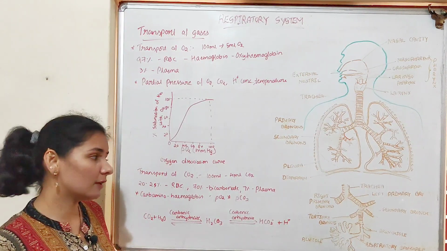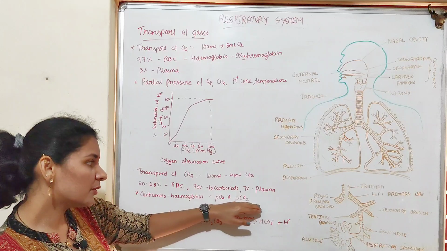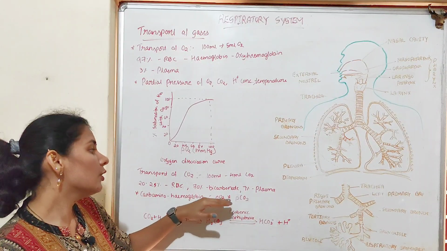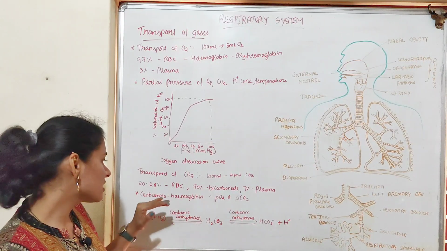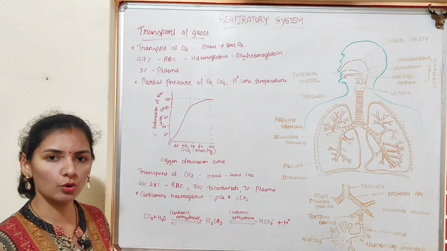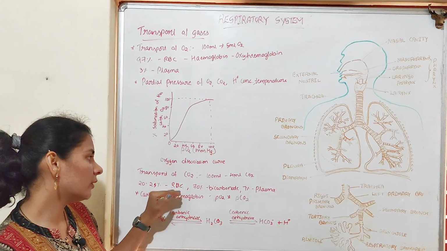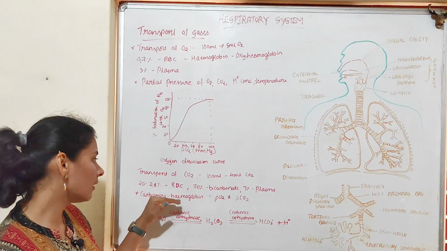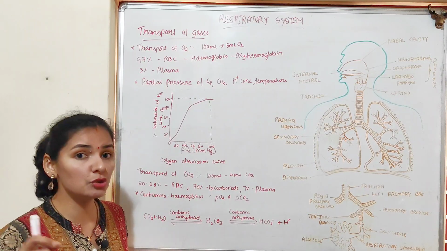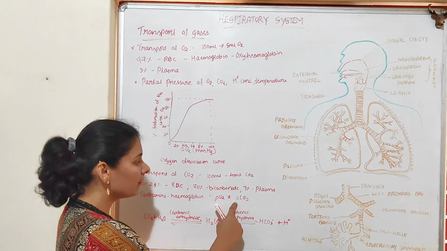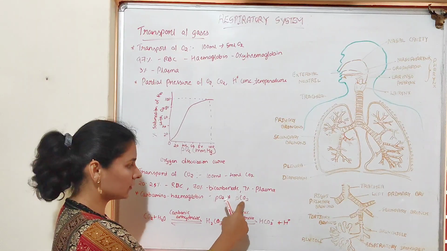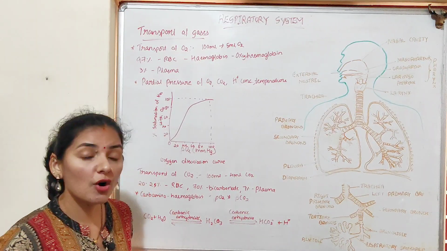So at the tissue level, when there is a high partial pressure of carbon dioxide and low partial pressure of oxygen, there is a formation of carbaminohemoglobin. So 20 to 25% of carbon dioxide chemically combines with the hemoglobin of the RBC to form carbaminohemoglobin at the tissue level, where there is a high partial pressure of carbon dioxide and low partial pressure of oxygen.